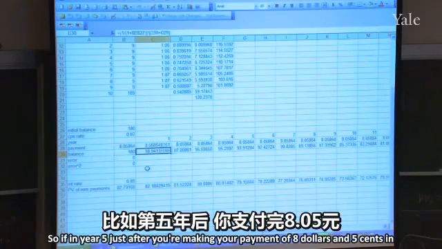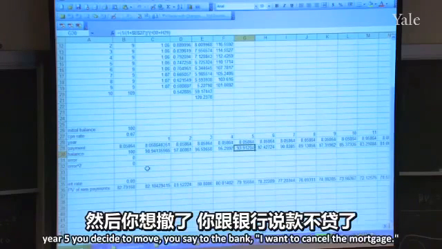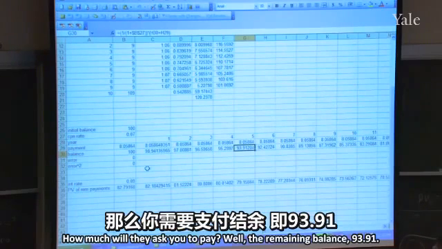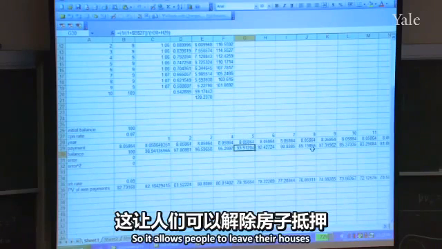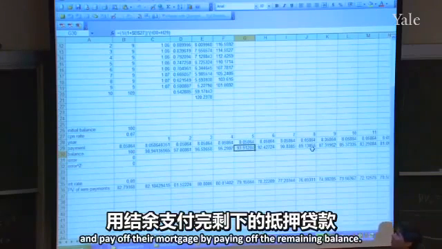So if in year 5, just after you're making your payment of $8.05, you decide to move, you say to the bank, I want to cancel the mortgage. How much will they ask you to pay? Well, the remaining balance, $93.91. Okay, so that's why this remaining balance is such an important number. It allows people to leave their houses and pay off their mortgage by paying off the remaining balance.